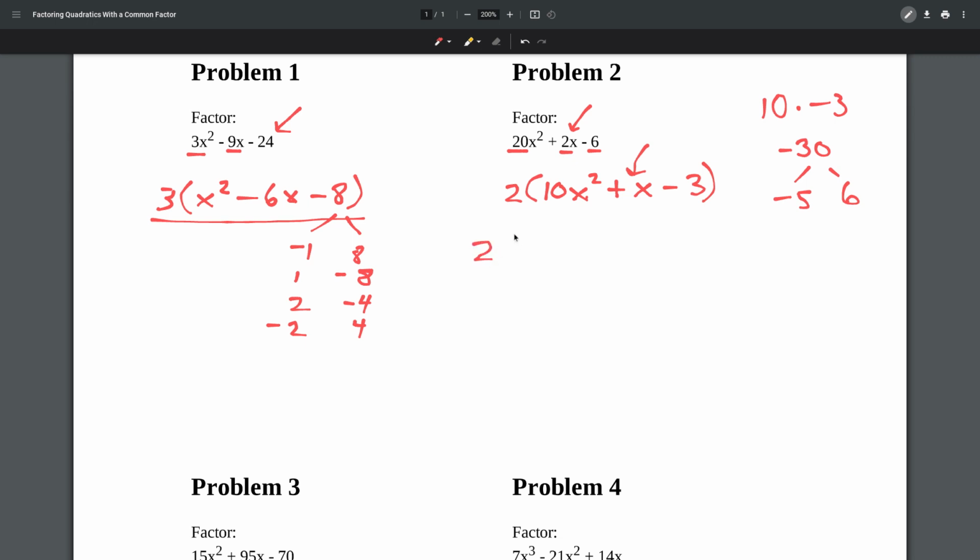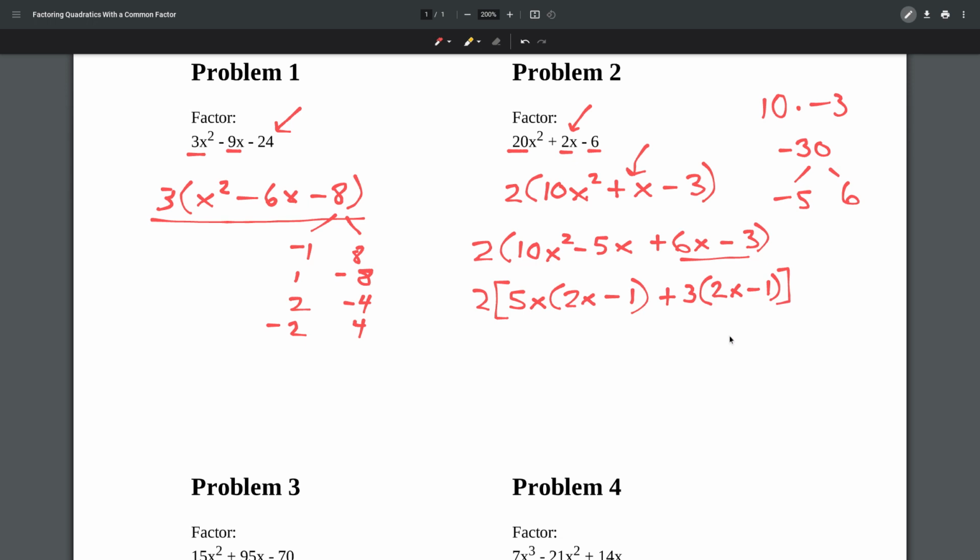So I could split the middle here and do 2 times 10x squared minus 5x plus 6x minus 3. And then I can do some factoring by grouping. I'm going to change these to square brackets. So I could take out the greatest common factor here, which is 5x. And then this would become 2x minus 1. And then take out the greatest common factor of these two, which is going to be a 3. So plus 3 times 2x minus 1.